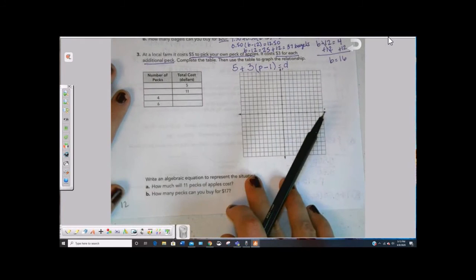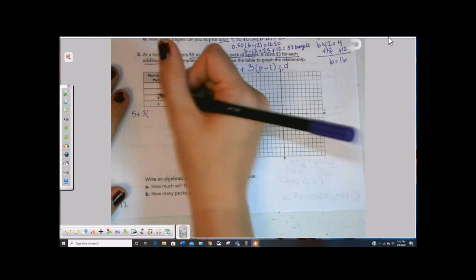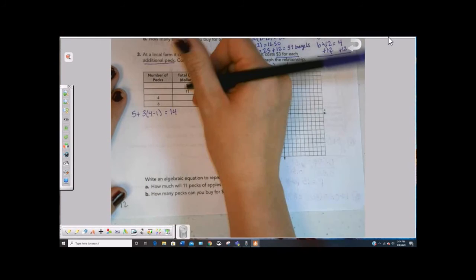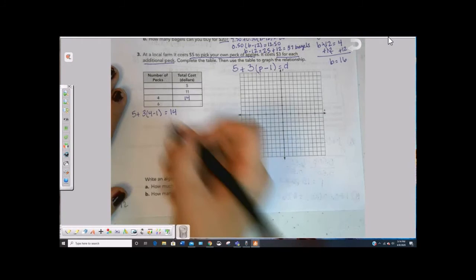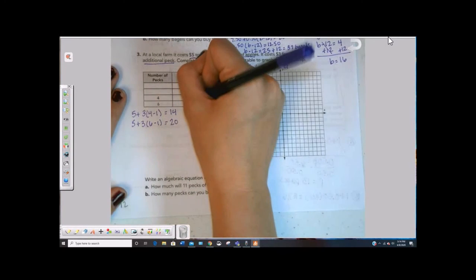We're going to start with 4 and 6 first. Okay, P for peck, D for dollars, X and Y. All right, so I have 5 plus 3 times 4 minus 1. And when you do this, you get 14. So it is $14 for 4 pecks of apples. Okay, looking at 6, 5 plus 3 times 6 minus 1. And when you do this, you get 20. So it's $20 for 6 pecks of apples.